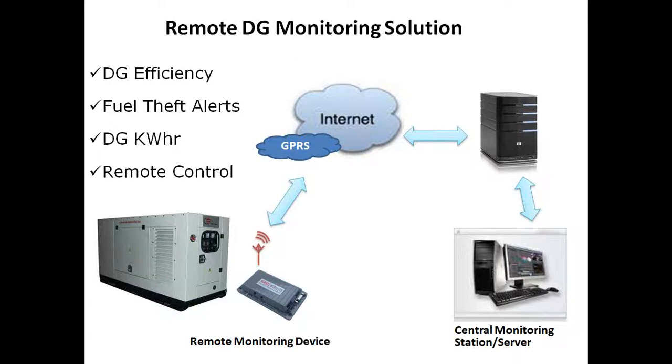This could be mandated because your DG may be installed in a very remote place where you cannot inspect it every day. Or it could be mandated because you want to monitor the parameters of the DG to assess the efficiency of the DG, or if you want to detect a fuel theft, or if you want to audit purposes, you want to measure the DG kilowatt hours, or even to remotely turn on or turn off the DG depending on your requirement. There are quite a bit of things that you could do with a remote DG monitoring solution.